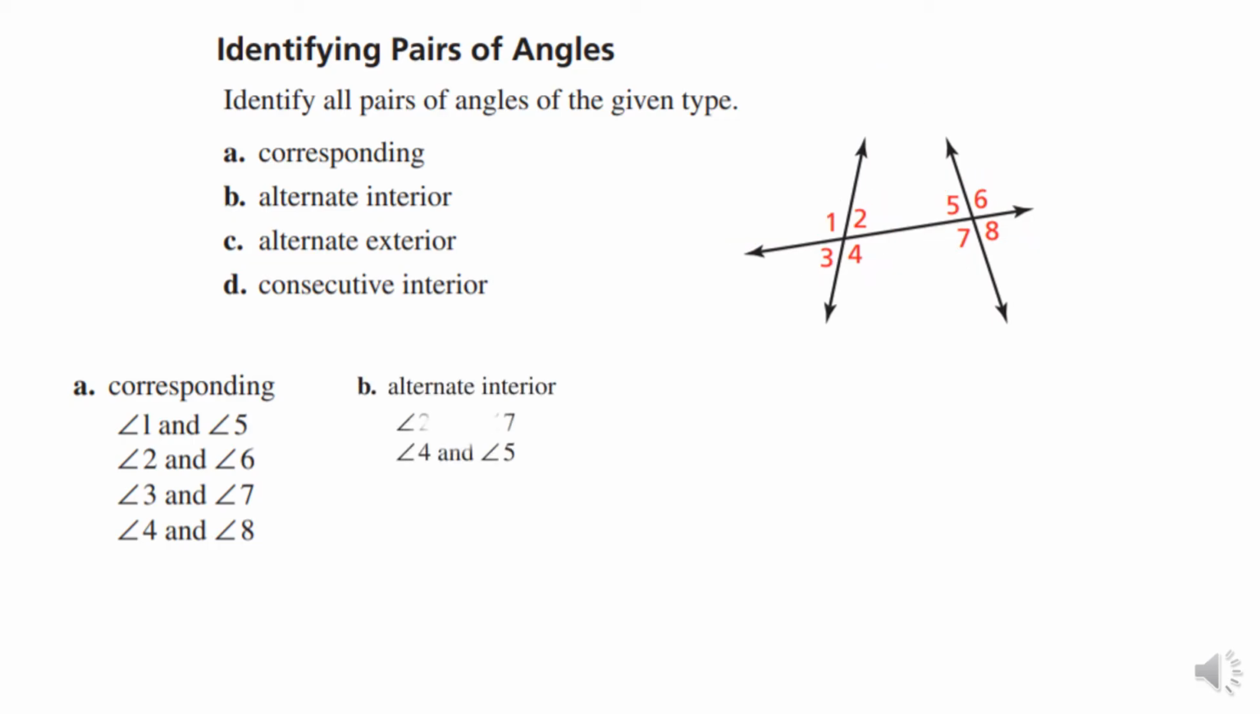Next, we're going to look at alternate interior. So we go to the inside and we go to the alternate sides, okay? Alternate interior. And so 2 and 7 and 4 and 5.